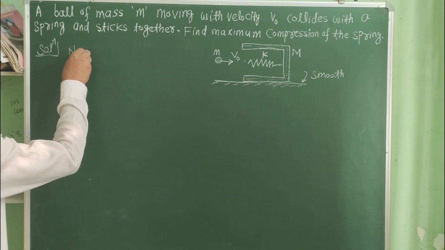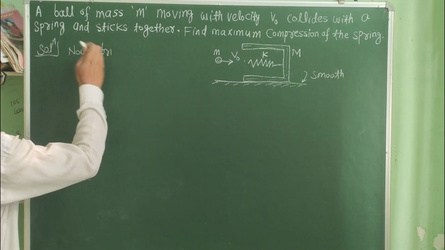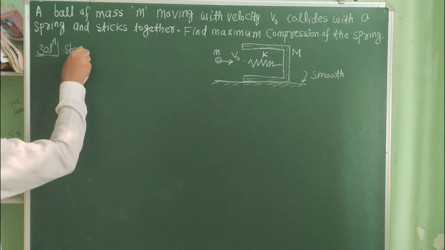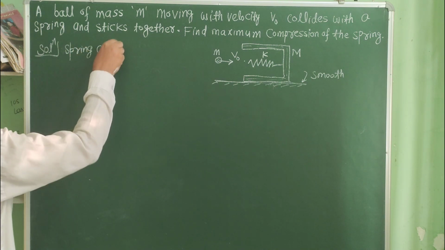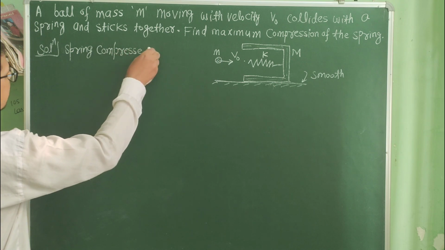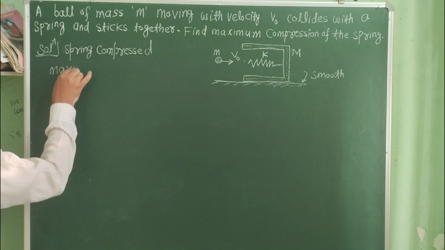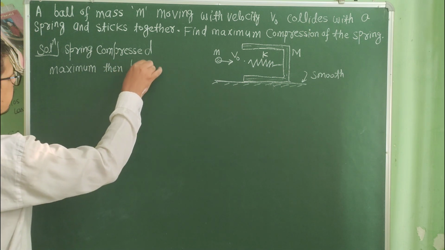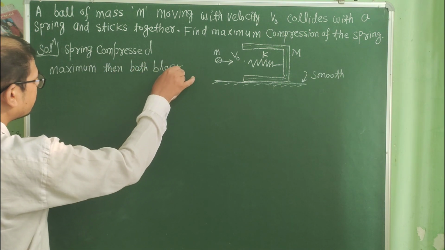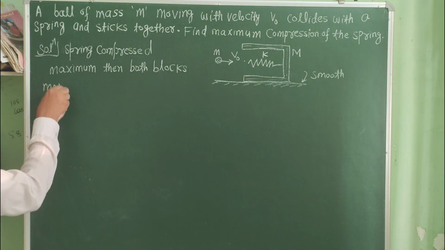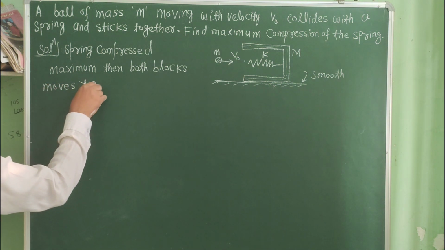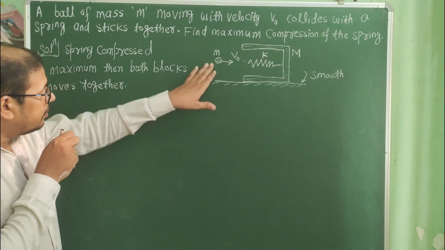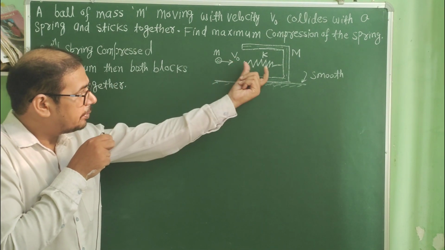Now, when the spring is compressed maximum, then both blocks move together. This is very simple. Small m collides with the spring, then the spring compresses.